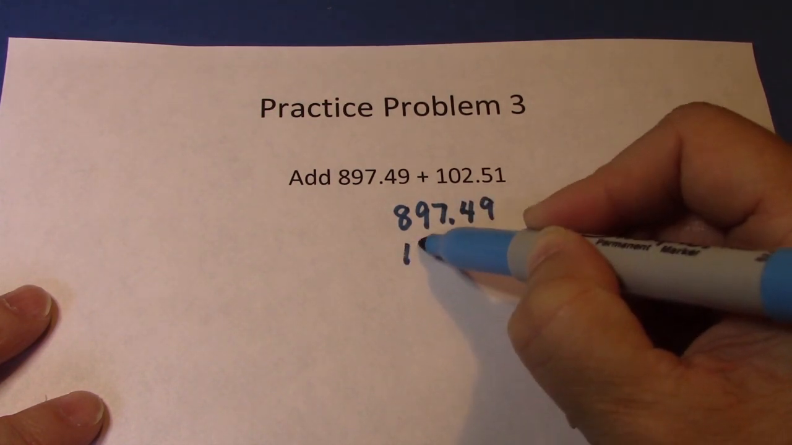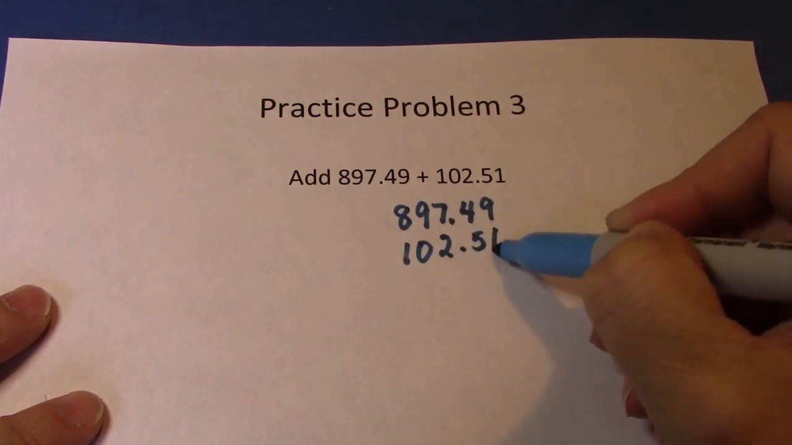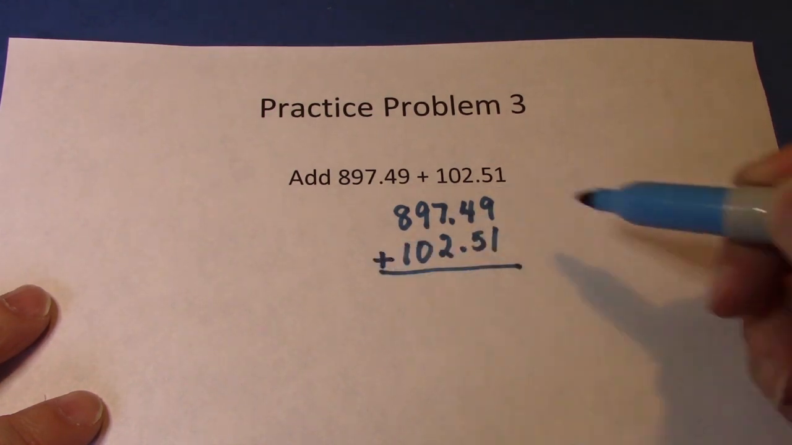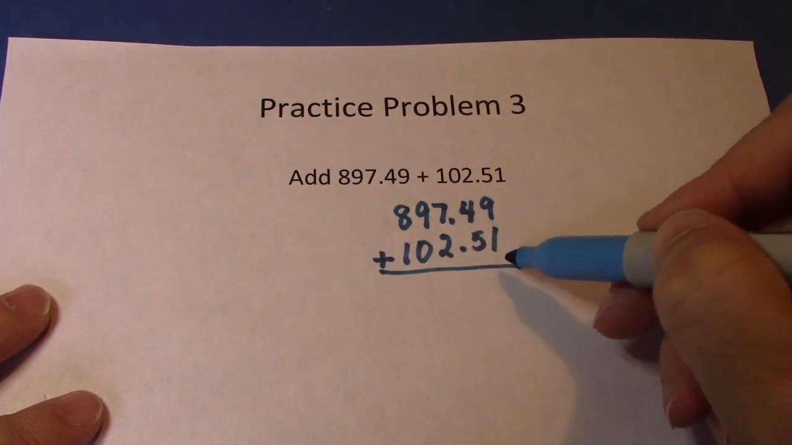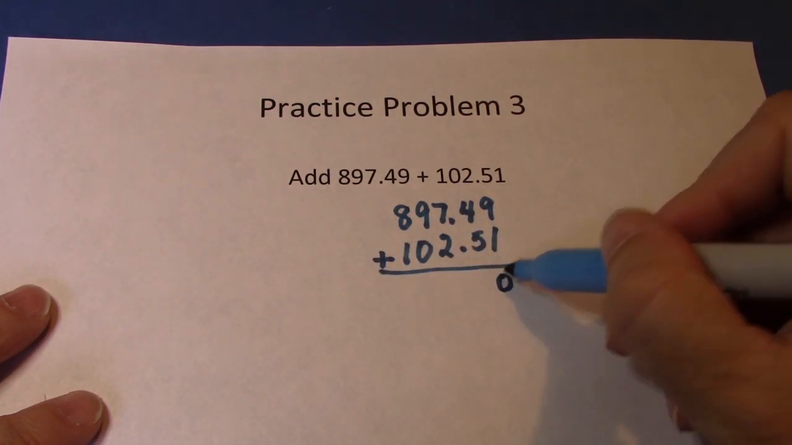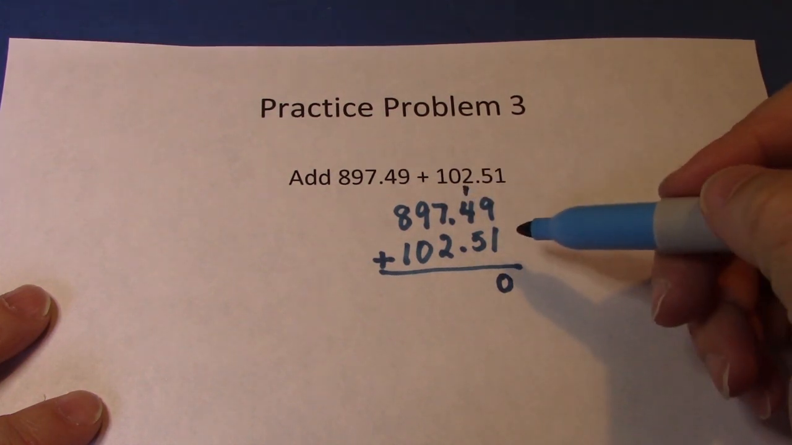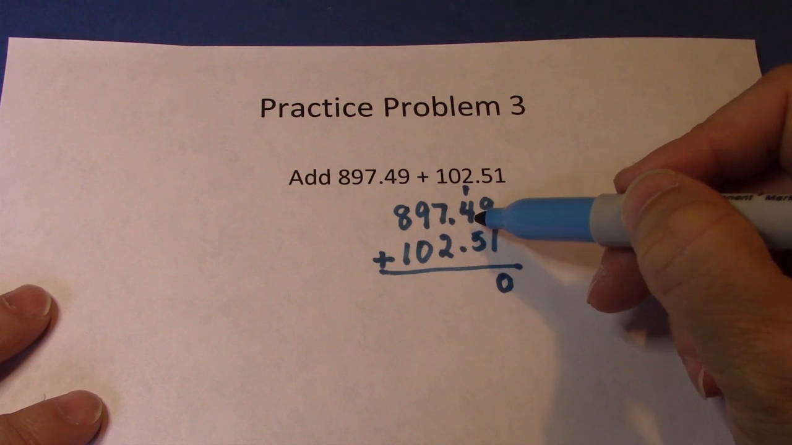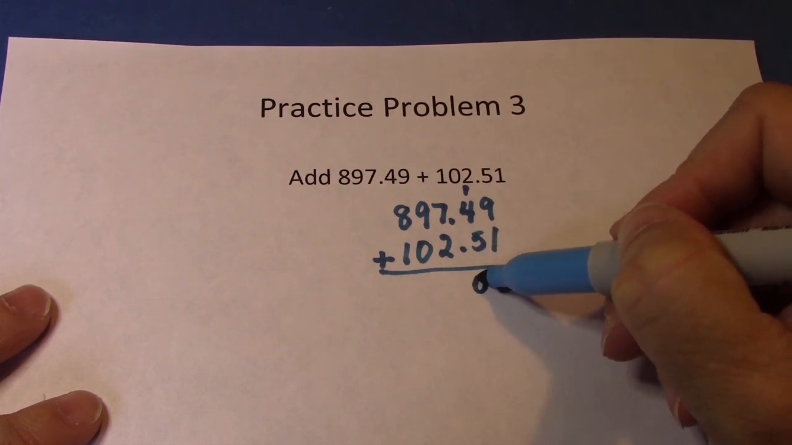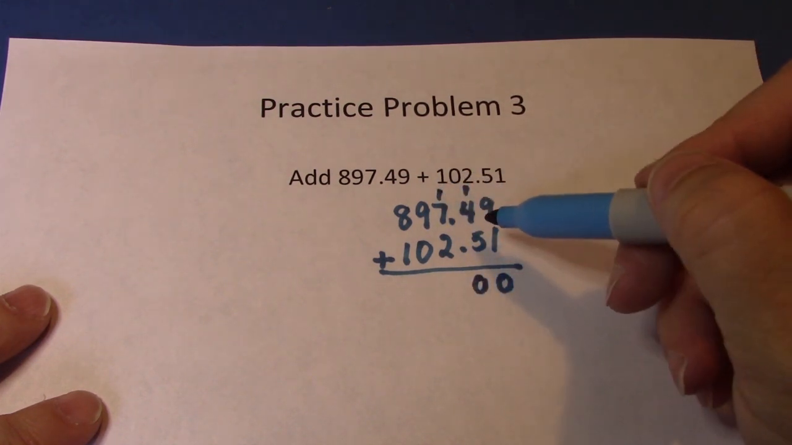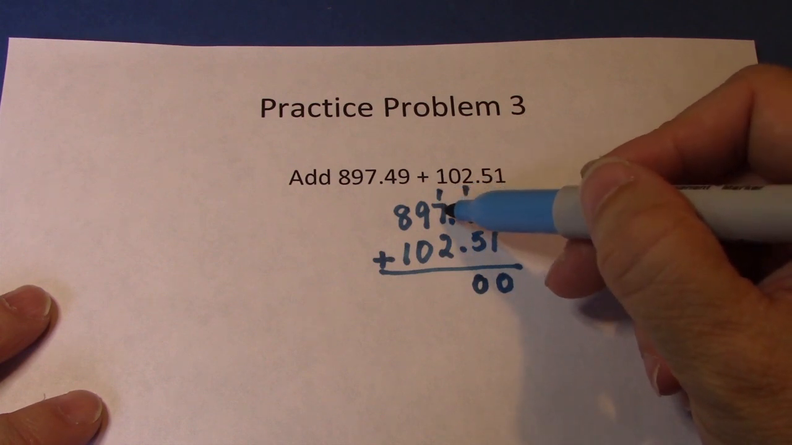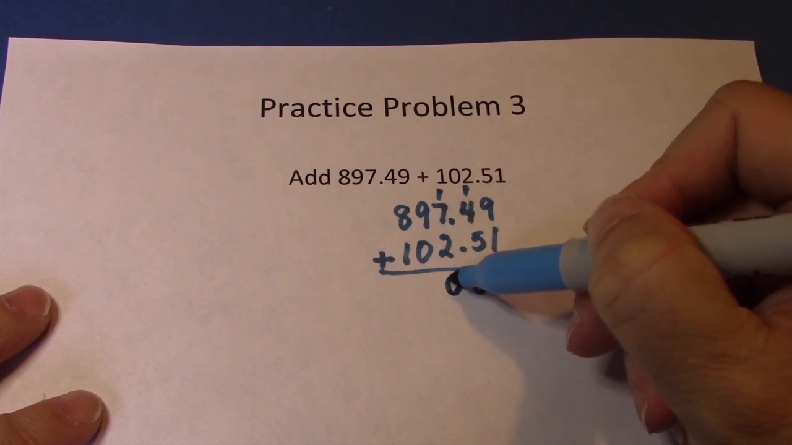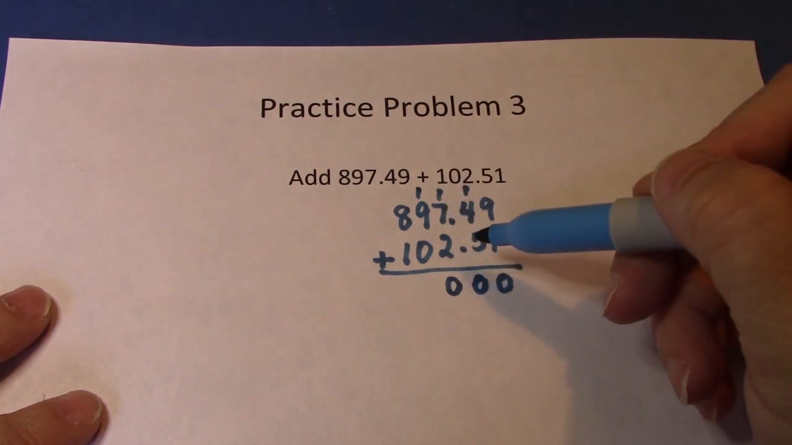29 and 102 and 51 hundredths, and we're adding. 9 plus 1 is 10. We put the 0 part of the 10 down and put that 10 part up there. 1 plus 4 is 5. 5 and 5 is 10. Again, I'm going to put the 0 down and bring that 1 up. 1 plus 7 is 8. 8 and 2 is 10. Put the 0 down, bring this up.